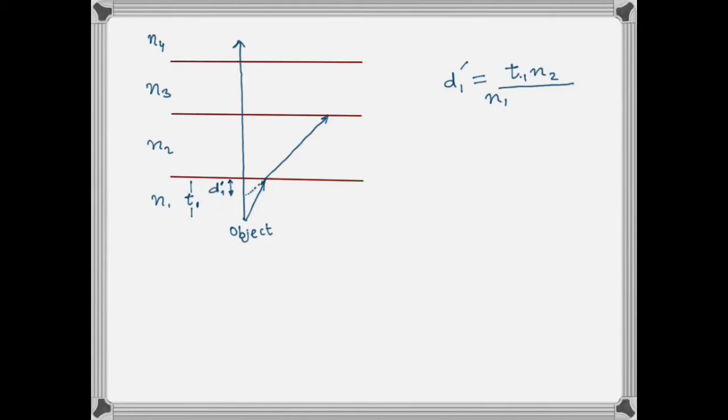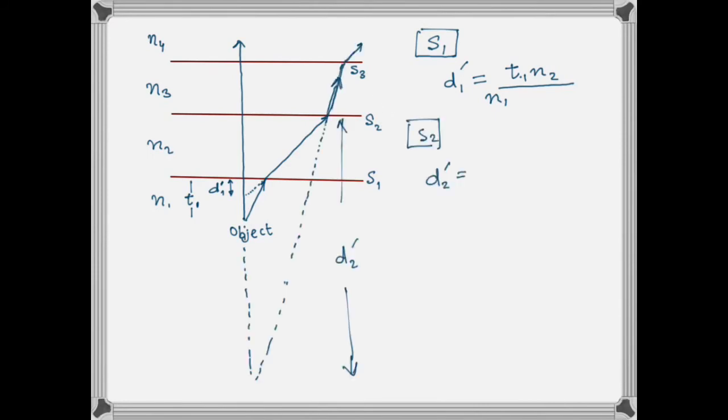So it is t1, the object distance, upon, now since the light is moving from n1 to n2, divided by n1 upon n2, sorry, n2 upon n1, so that n2 goes in the numerator. So it is d1 dash as shown in figure. So I'm calling these S1, S2 and S3 surfaces.